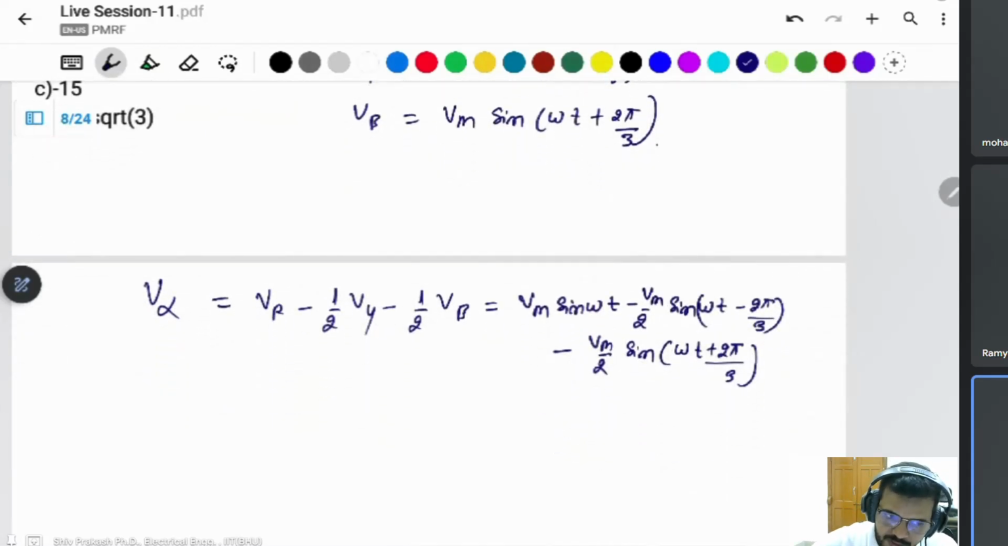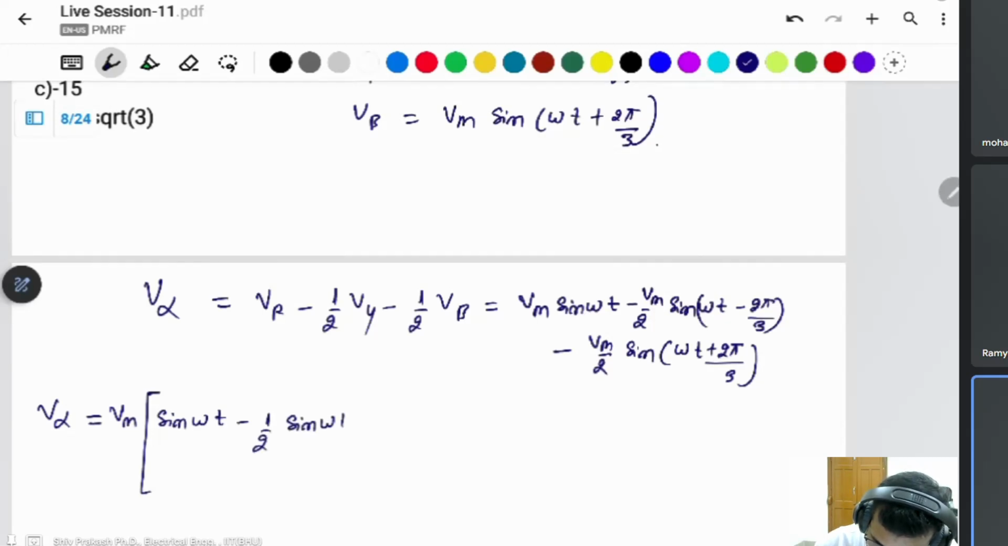Then you have to solve this one for V alpha. Vm sin omega t, take Vm common from all, then this will be sin omega t minus 1 by 2 sin omega t minus 2 pi by 3. Sin A minus B you can use here, which is sin A cos B minus cos A sin B. Then 1 by 2 sin omega t, cos B means cos of 2 pi by 3.